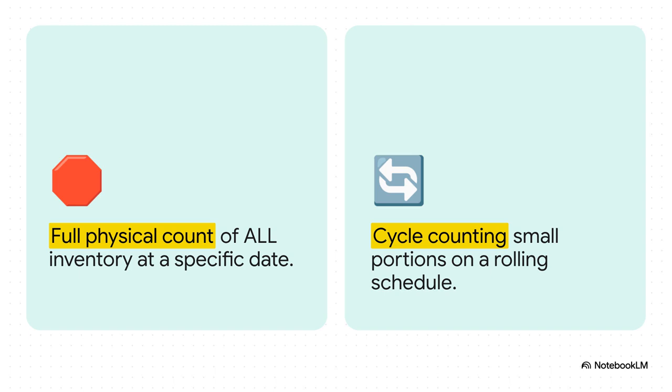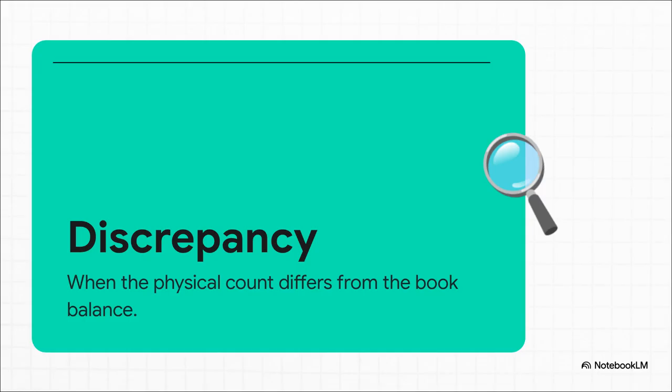Or you can use cycle counting. This is a fantastic modern alternative where you count small portions of your warehouse on a rolling schedule. The best part? Operations continue entirely uninterrupted. Now, whichever method you use, discrepancies are basically inevitable. You will find overages, where you have extra physical goods compared to your records, or shortages, where items are just missing. While it's definitely frustrating, the golden rule here is pretty simple.